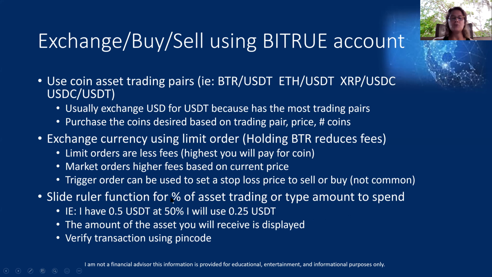And then there is also the slide ruler function at the bottom of your exchange page that allows you to slide based on the percent of your asset that you're going to be trading. For example, if I have 50 cents USDT and I want to make my slide ruler at 50%, I would then only have 0.25 USDT used to purchase. The amount of the asset you're going to receive is displayed, and then you can verify your transaction using your PIN code if that's something that you have set up in your settings of your account.